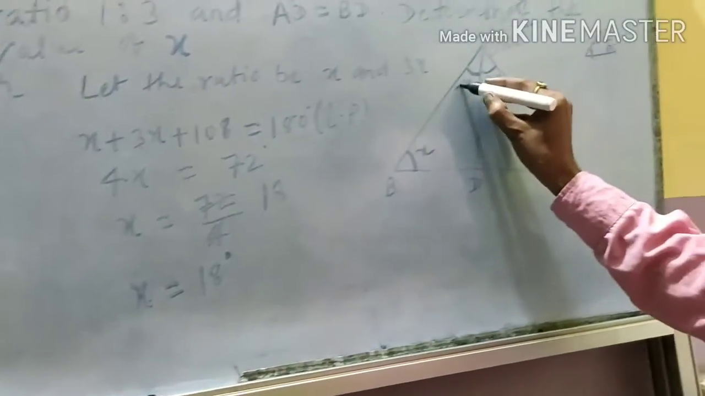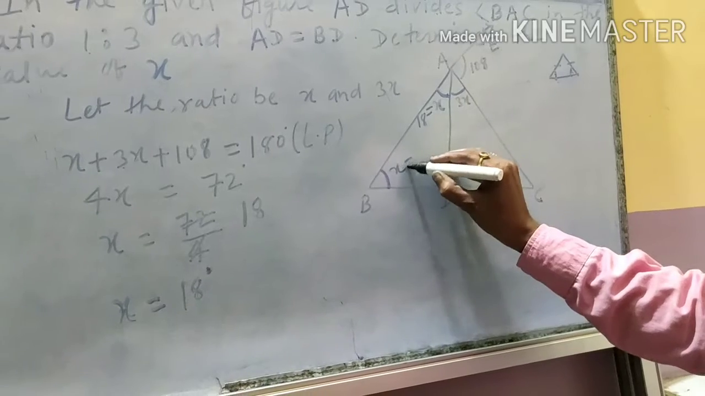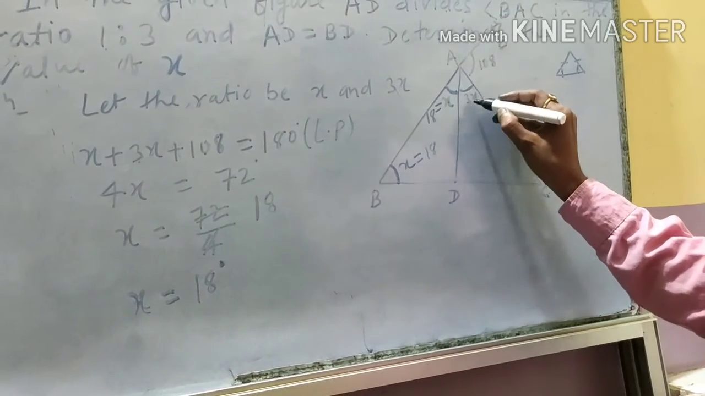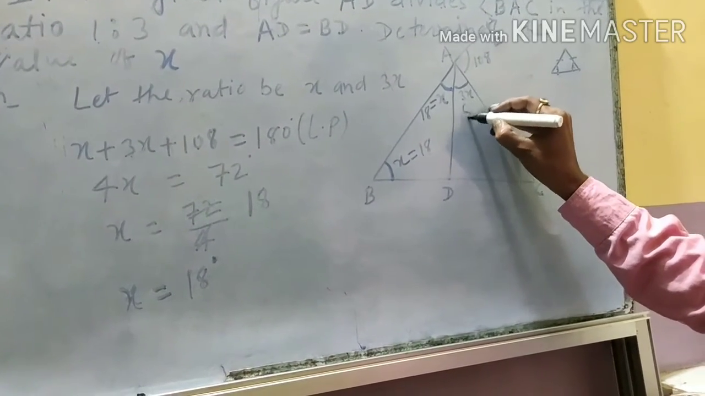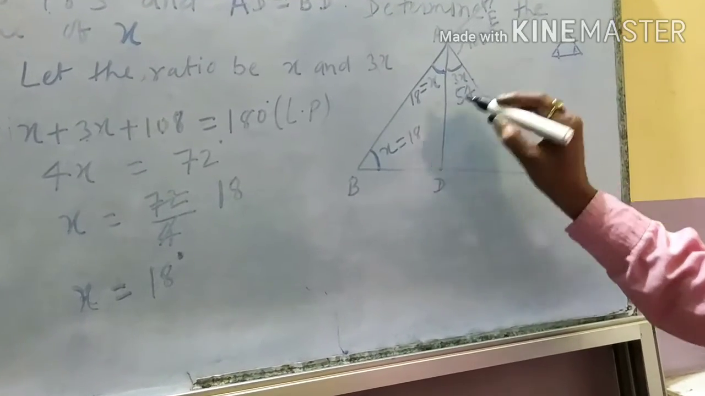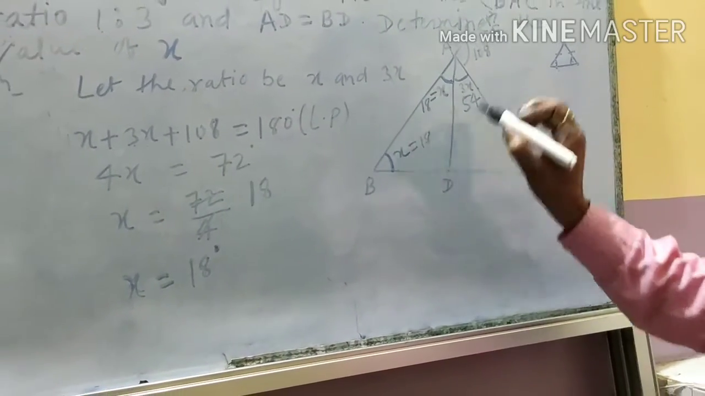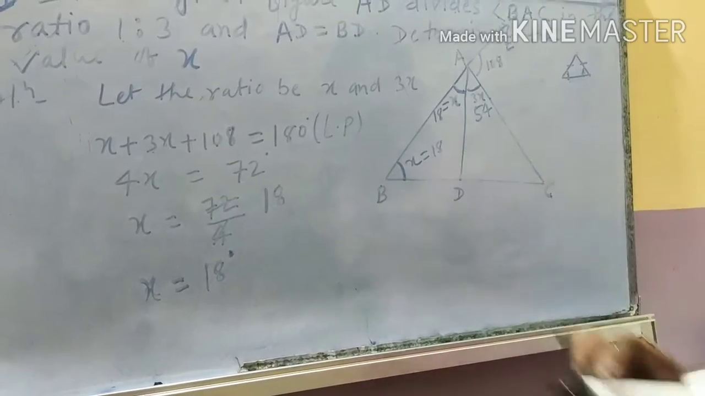That means this value is equal to 18. So here, student, this value is 18, and here is 3 into x. That means this value is equal to 54 degree, because 18 into 3 is equal to 54 degree.